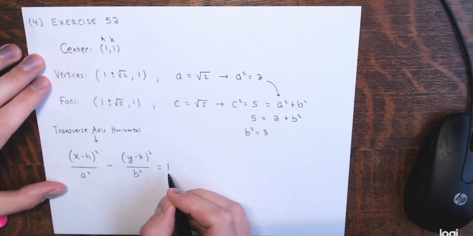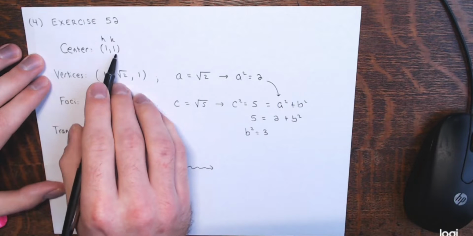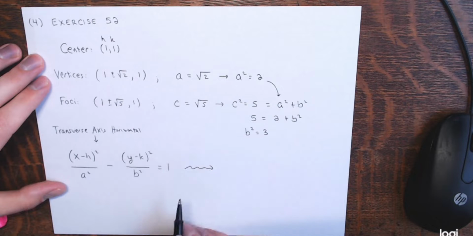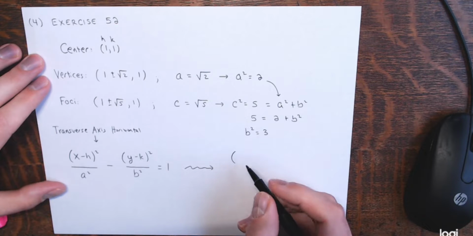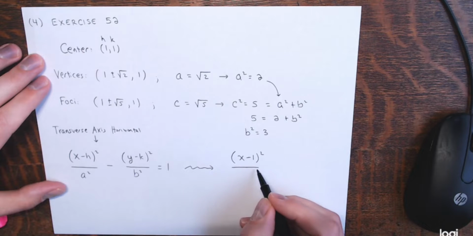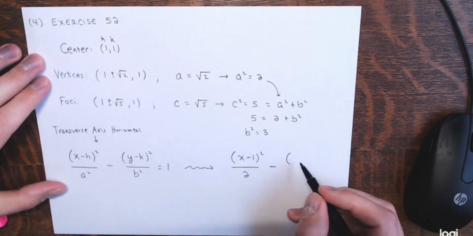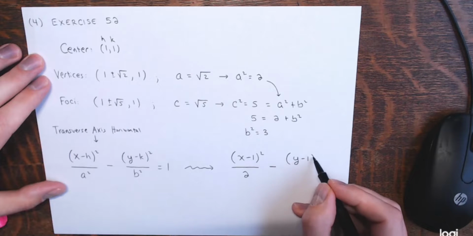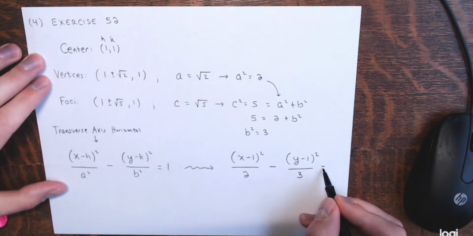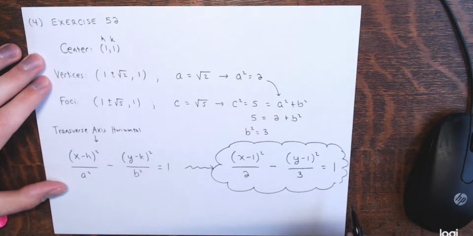And then I have enough information. I know h, I know k, 1 and 1. And I know a squared and b squared are 2 and 3. So the equation for the hyperbola they gave us was x minus 1 squared divided by a squared, which is 2, minus, and then y minus k squared, so y minus 1 squared divided by b squared, which is 3, equals 1. And this is what they wanted, right, the equation.